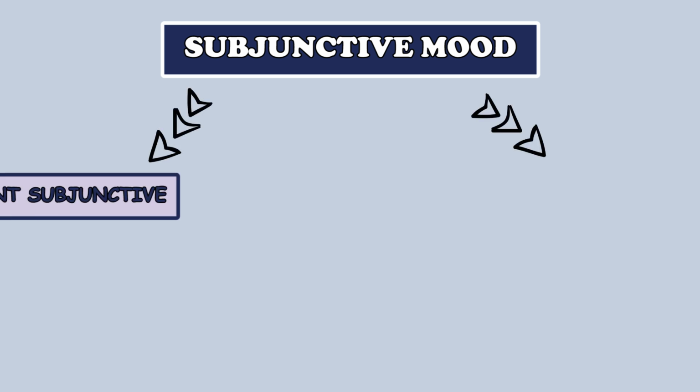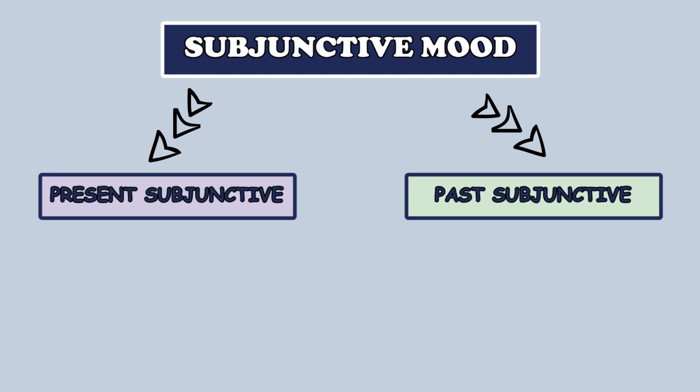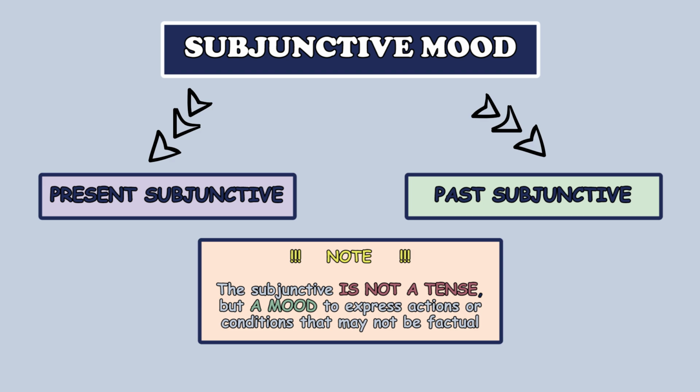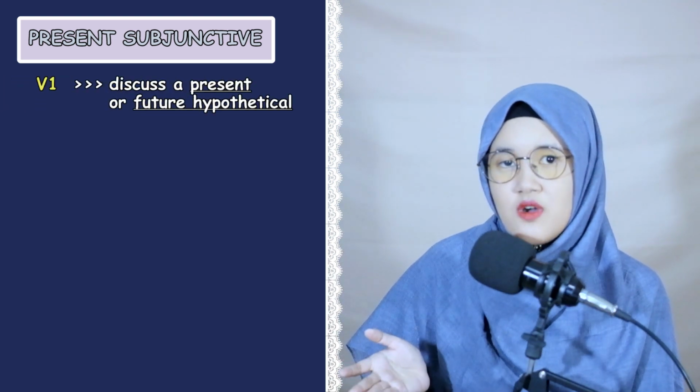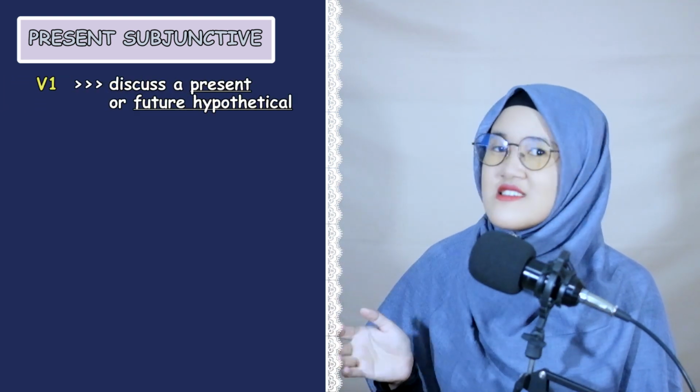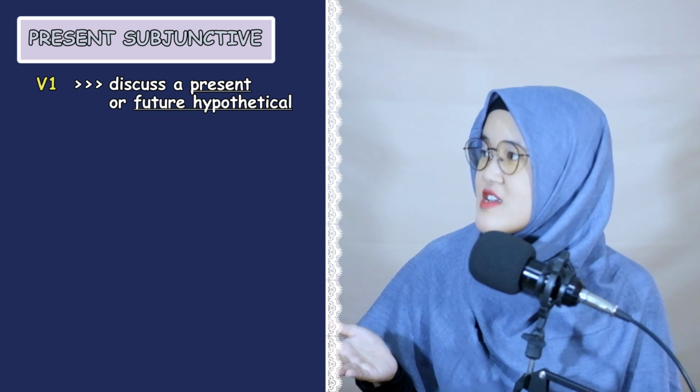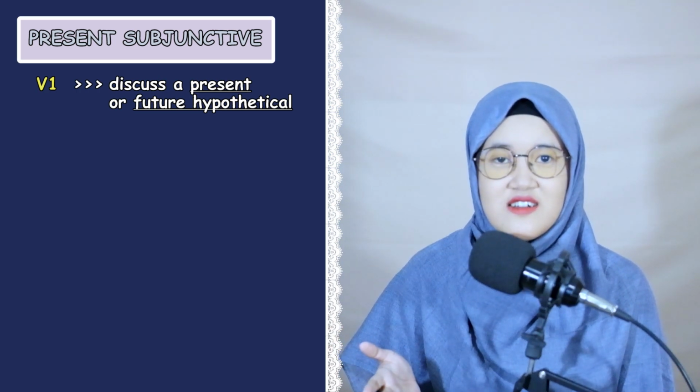Please note that the subjunctive has two forms, present subjunctive and past subjunctive. It is important to understand that the subjunctive is not a tense, but rather a mood used to express actions or conditions that may not be factual. Let's begin with the present subjunctive. The present subjunctive uses the bare form of a verb with all subjects to discuss a present or future hypothetical.